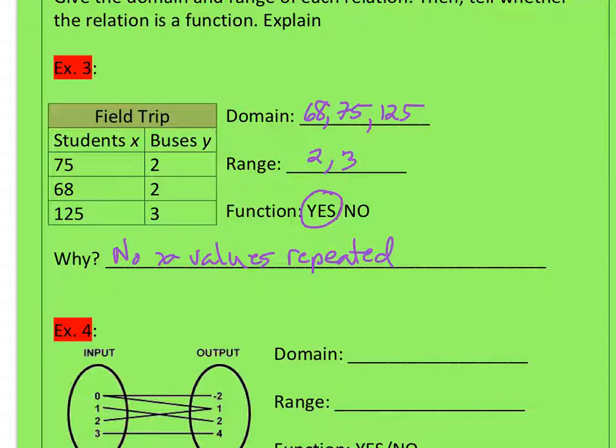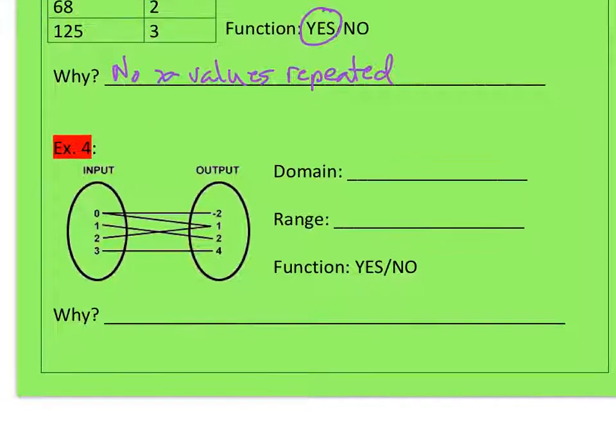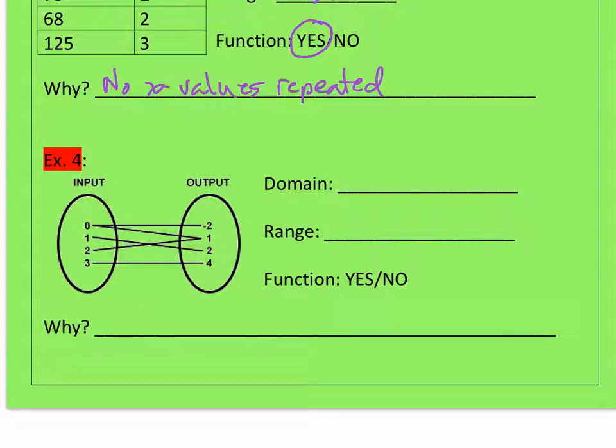All right, then your example number 4. So this is a mapping, and again, this mapping is missing the fact that, well, it has input-output. So I'm just going to put up here your inputs x, your outputs y. So your domain, as you can see, is 0, 1, 2, and 3. And because you've got 2 arrows right here coming from 0, that implies that there's a repeated x value. And so this is not a function.